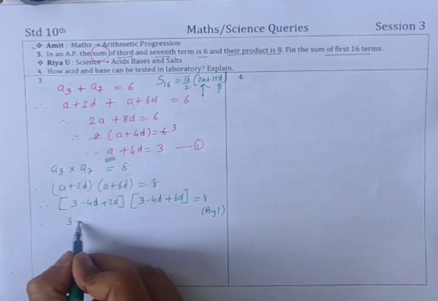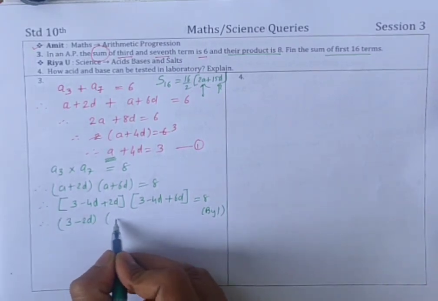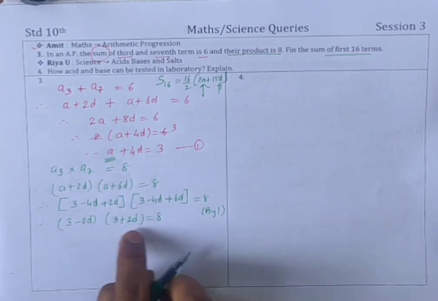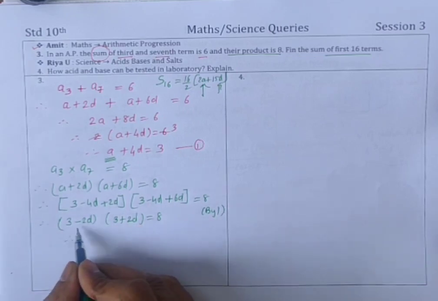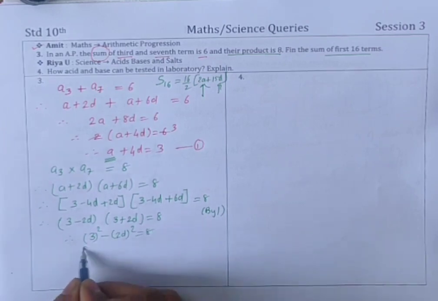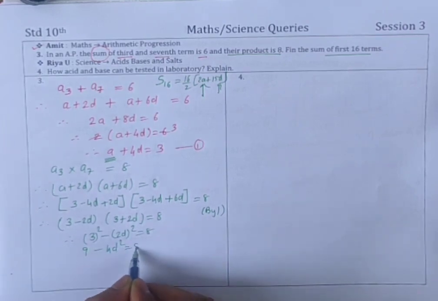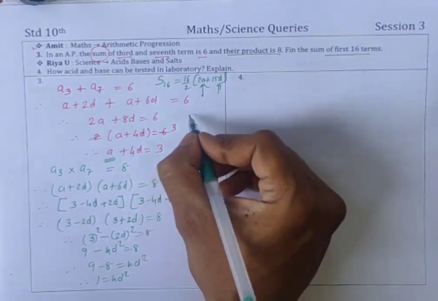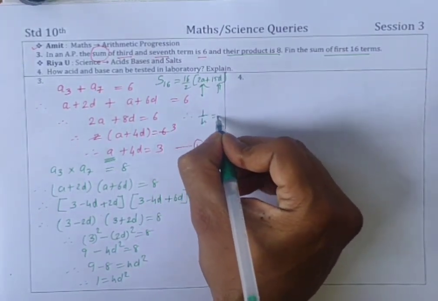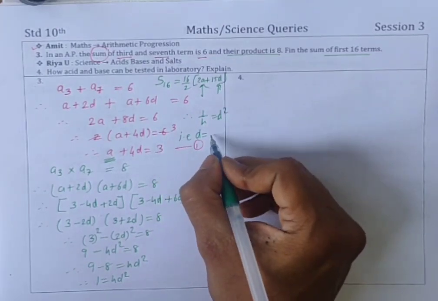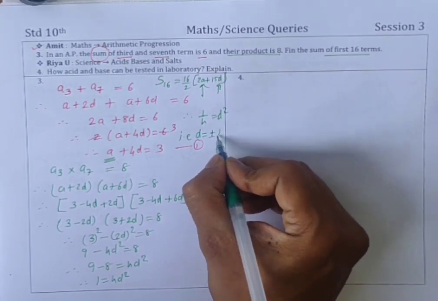So this gives me 3 minus 2D into 3 plus 2D. That is lovely expansion. A minus B into A plus B. So 3 square minus 2D square, alright, is equal to 8. So 9 minus 4D square is equal to 8. So 9 minus 8 is equal to 4D square. Therefore 1 is 4D square. Therefore 1 upon 4 is D square, i.e. D is equal to plus or minus 1 upon 2.